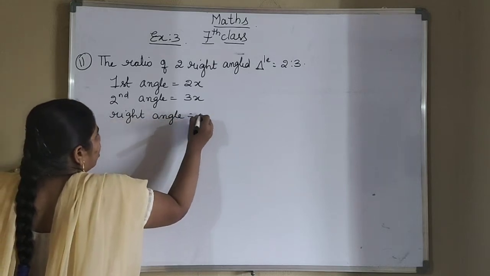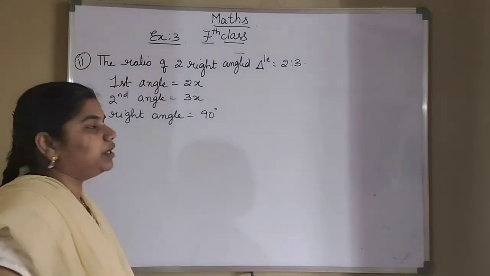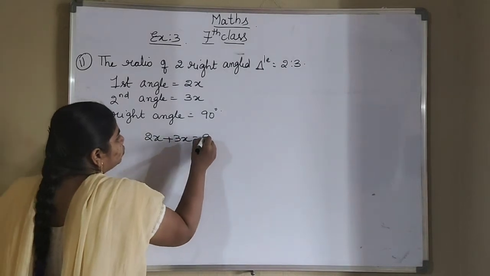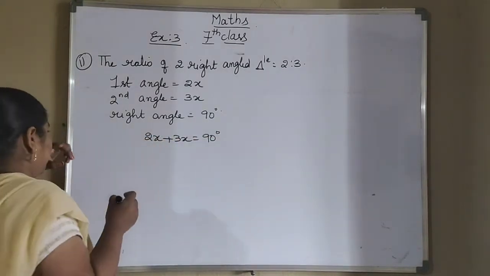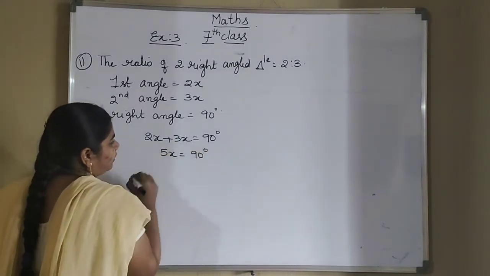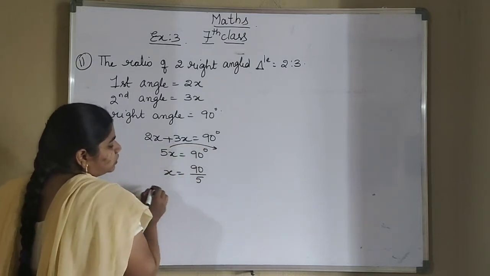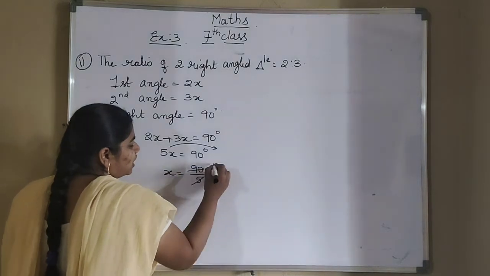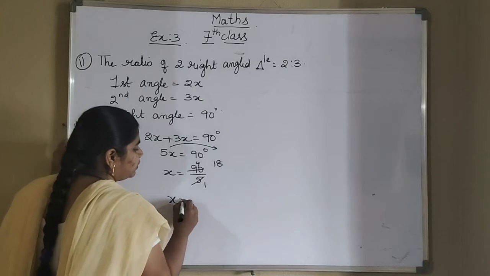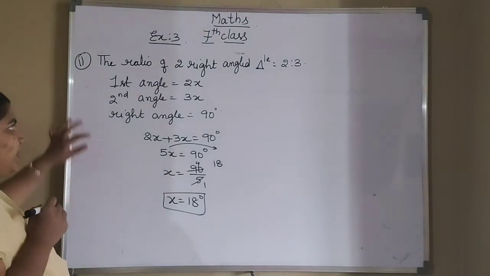If you add these two, how much should you get? 90 degrees, and we have to find the x value here. So add these two values. 2x plus 3x is equal to 90 degrees. Now 2x plus 3x will be 5x equals 90 degrees. I am sending this 5 to the other side. 90 by 5. 5 ones are 5, 4 will be remaining, 5 8s are 40. So x value is 18 degrees.